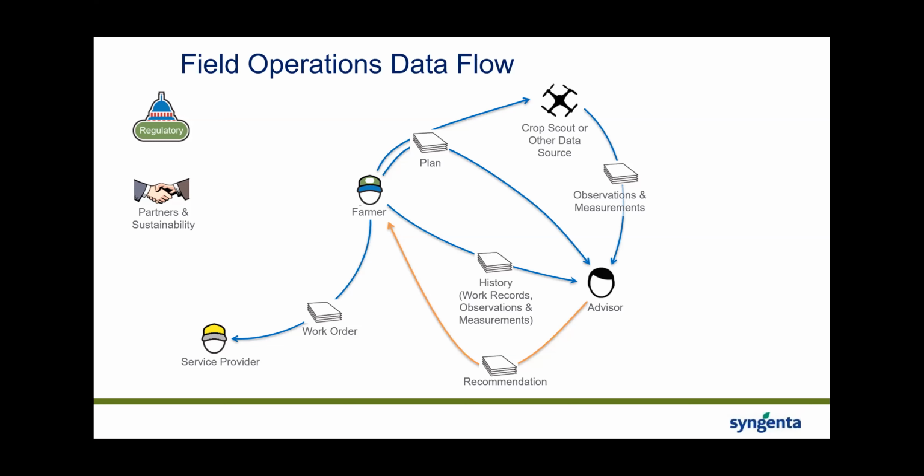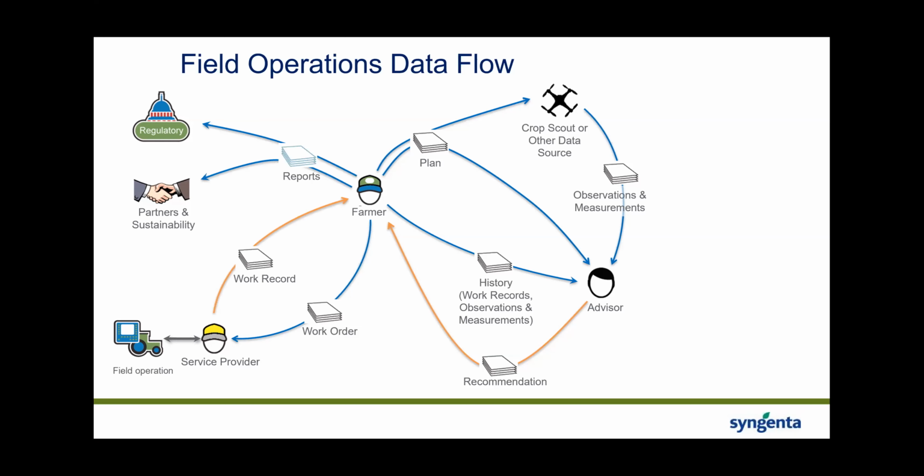and sends the resulting desire to make something happen to the service provider. The service provider makes the field operation happen: planting, crop protection, crop nutrition, you name it. A record of this goes back to the farmer, and then eventually data can flow to downstream partners in the form of reports.